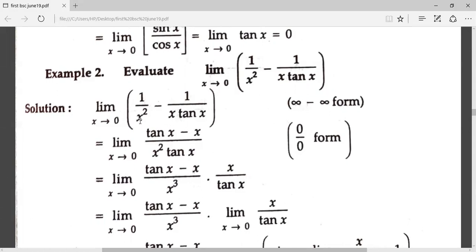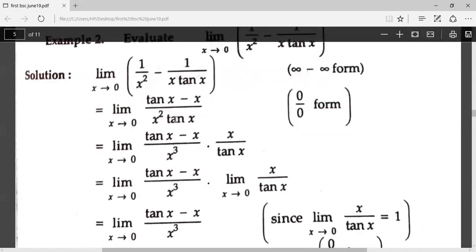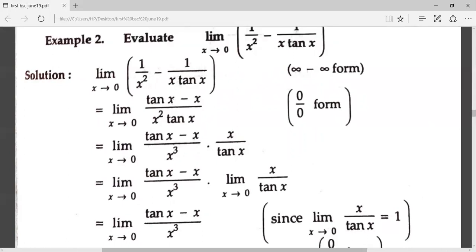For that, what we do is we take the LCM. What is the LCM for x square and x tan x? It is x square tan x. And in the numerator, it is tan x minus x, because LCM is x square tan x. Now it is again 0 by 0 form, because when x is 0, tan 0 is 0, and the denominator is also 0.